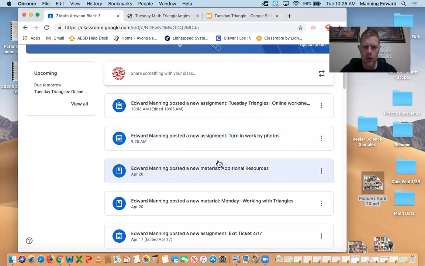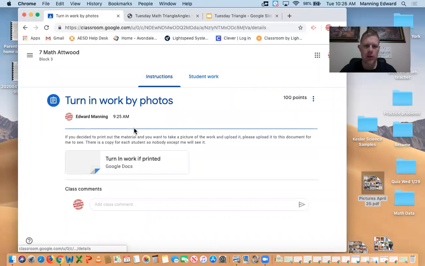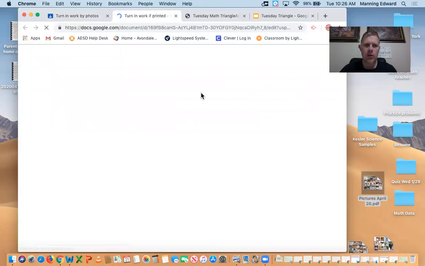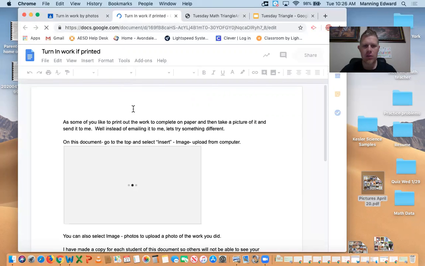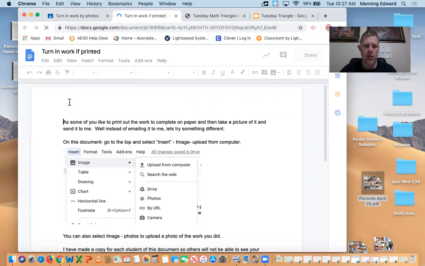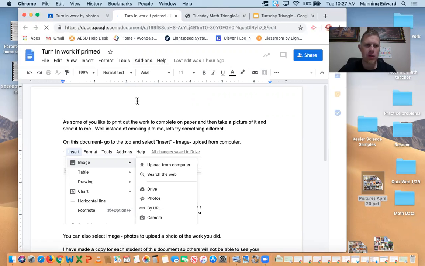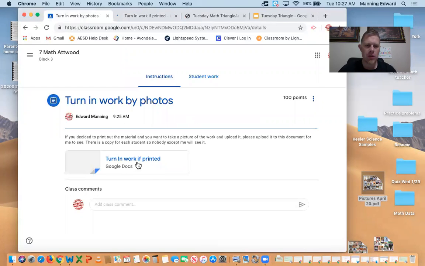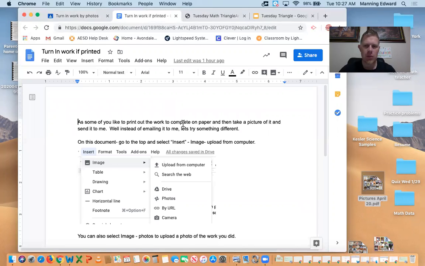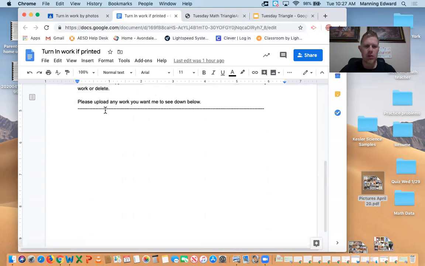All right, so what I did is turn in work by photos. What I've got here is a little document. Say you go ahead and print it off and you want to turn it in. Instead of sending me an email with the photos, every person gets their own little Google Doc. So if you click on this, don't worry about someone else seeing it. Nobody else will see it except me. And then I'll be able to click on this and see, okay, here's this part.